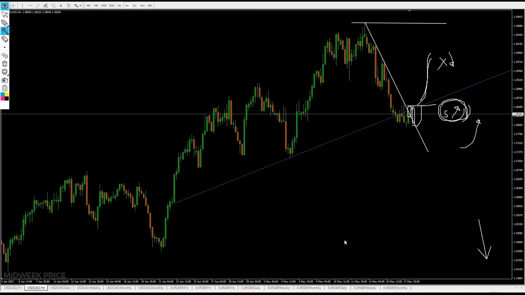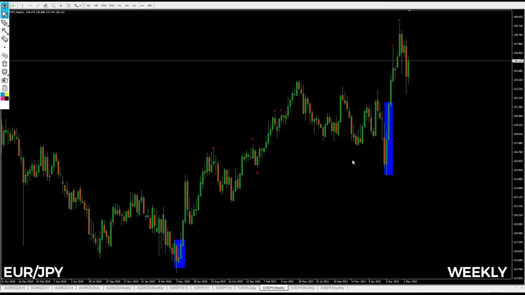Let's go on to the Euro-Yen pair. Okay, this is a weekly chart. Let me run you by the current setup I'm looking at. So the last weekly long trade that formed was right here. And the last weekly short trade that formed was right here.